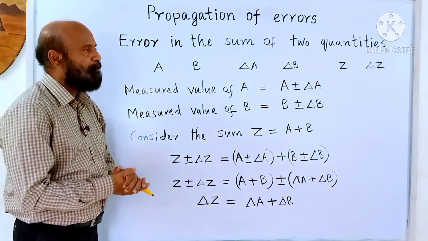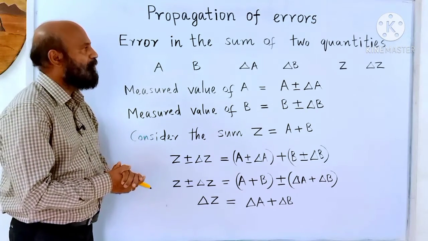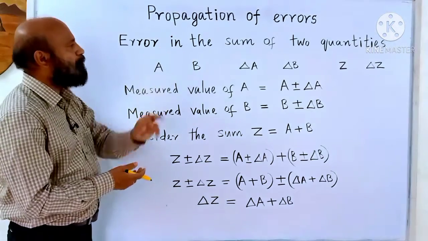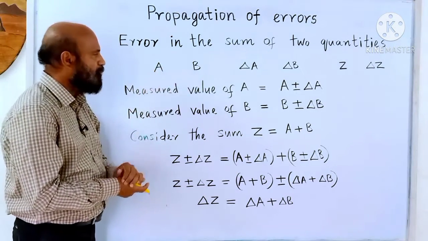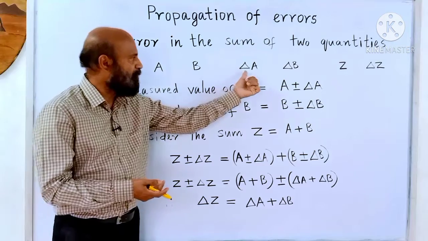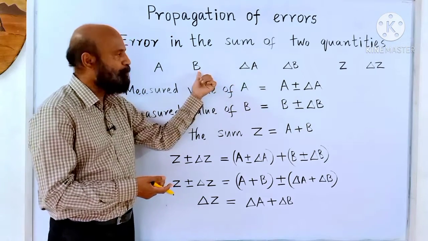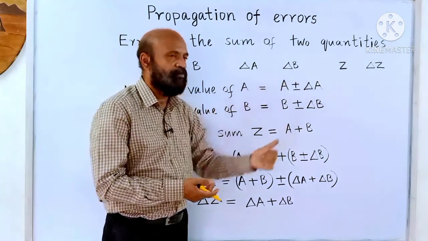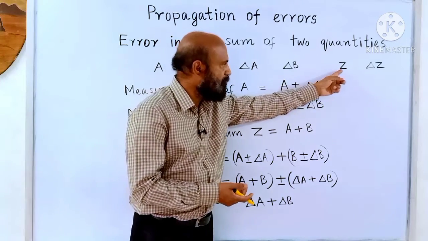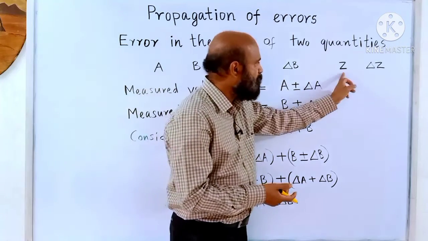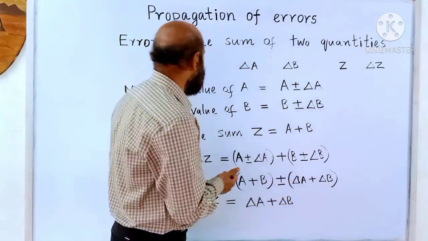First, let us see the mathematical operation of addition. Error in the sum of two quantities. A and B are two quantities. In the measurement of A, there is an error, delta A. In the measurement of B, the error is delta B. We are adding these two quantities to get Z. Error in Z is delta Z.